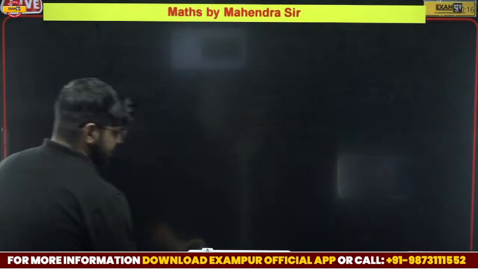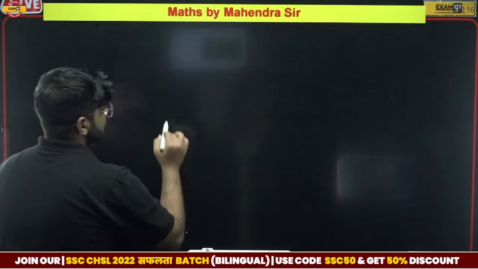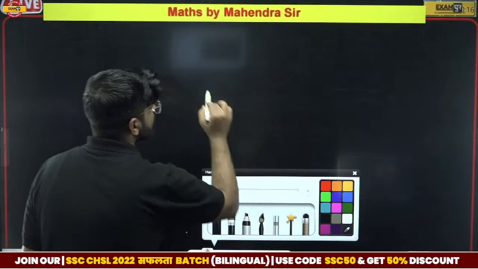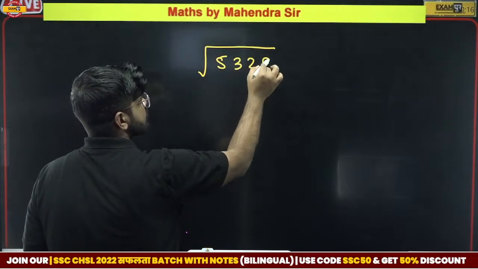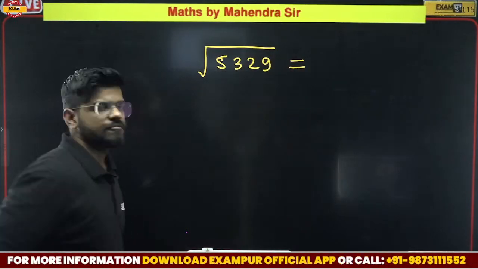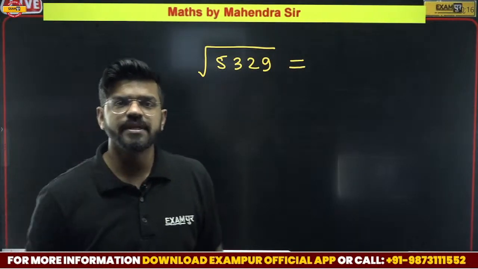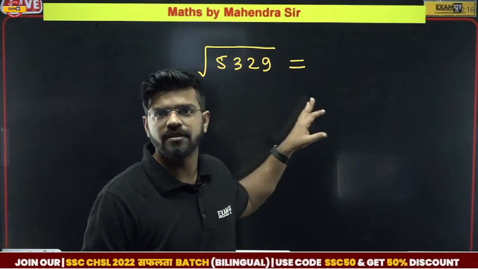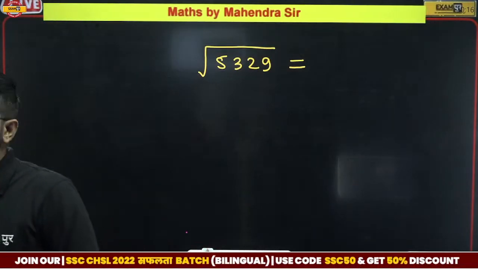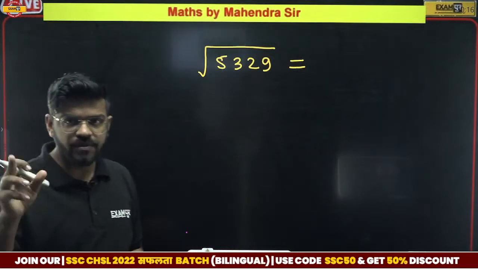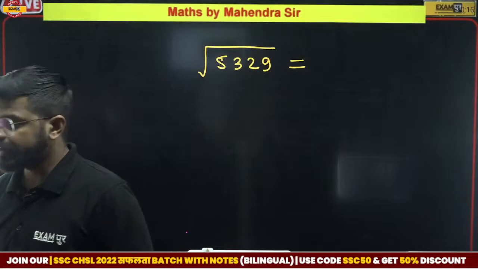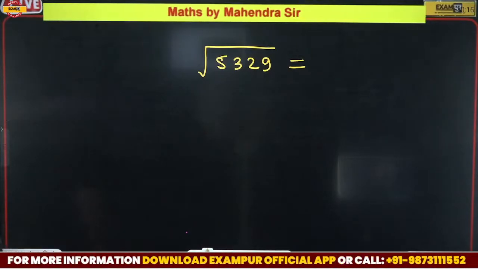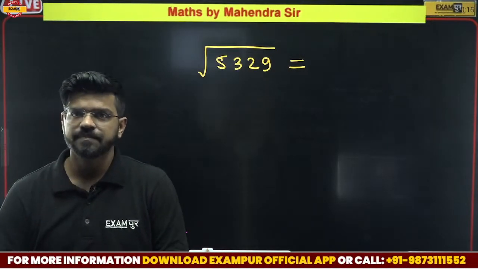Okay. Now let me tell you. Suppose there is a number, 5329. First you tell me the square root of this number without using a calculator. Just tell me the square root of this number. How do you calculate this?